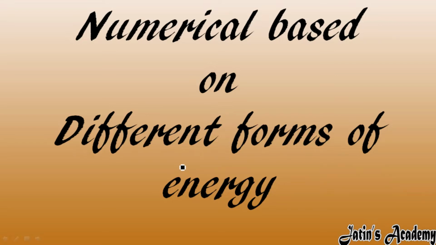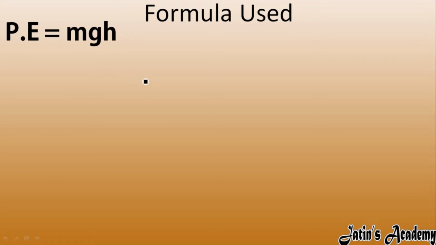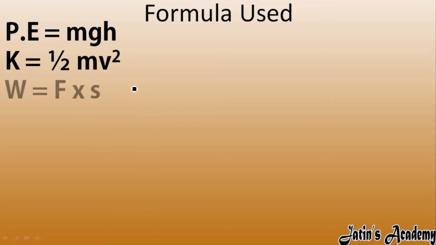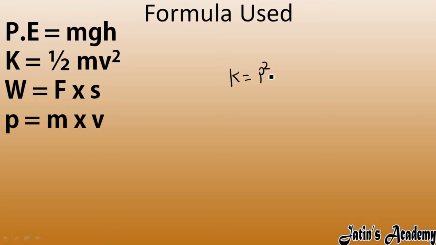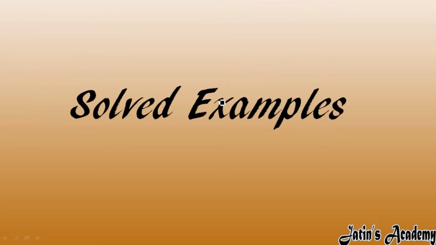So first of all we have to see the formulas used in this chapter. The first formula: potential energy is mgh. Kinetic energy formula is half mv square. Next, work done is force into displacement. Next formula, momentum is mass into velocity. One more formula is the relationship between kinetic energy and momentum, that is, kinetic energy is p square by 2m. This formula we can directly use for calculating answers related to kinetic energy, momentum and mass. Now we have to start the solved examples from the book.